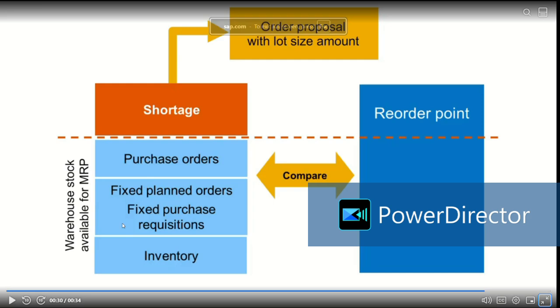It calculates like this. It will check any purchase orders that are there, and from there any fixed goods receipts that will be available, and the current stock. It will check fixed planned orders and fixed purchase requisitions which are available. If you add everything, it should not fall below the reorder point. If it falls below the reorder point, then it will create a proposal. That is what they are showing.